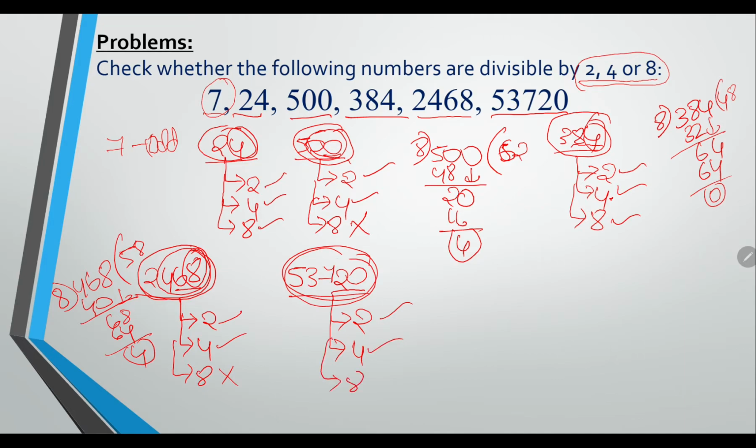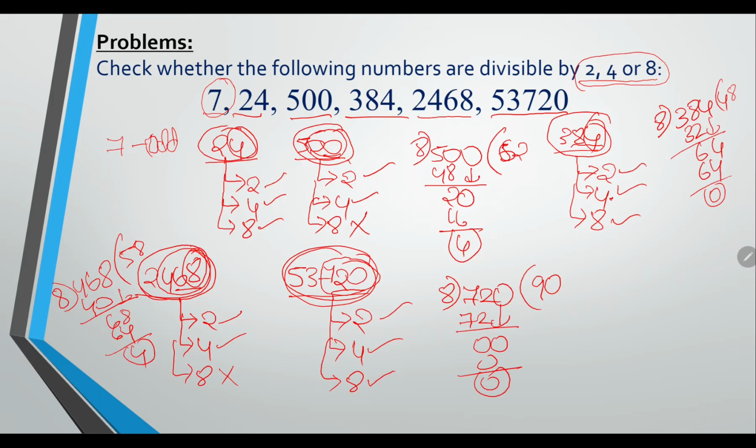Next, we consider 8. As per the divisibility rule of 8, we have to consider the last three digits, so we will check whether 720 is divisible by 8 or not. 8 9s are 72 and 0. We get 0 downwards and 0. We get remainder as 0. So we can say that 53,720 is divisible by 8 as well.